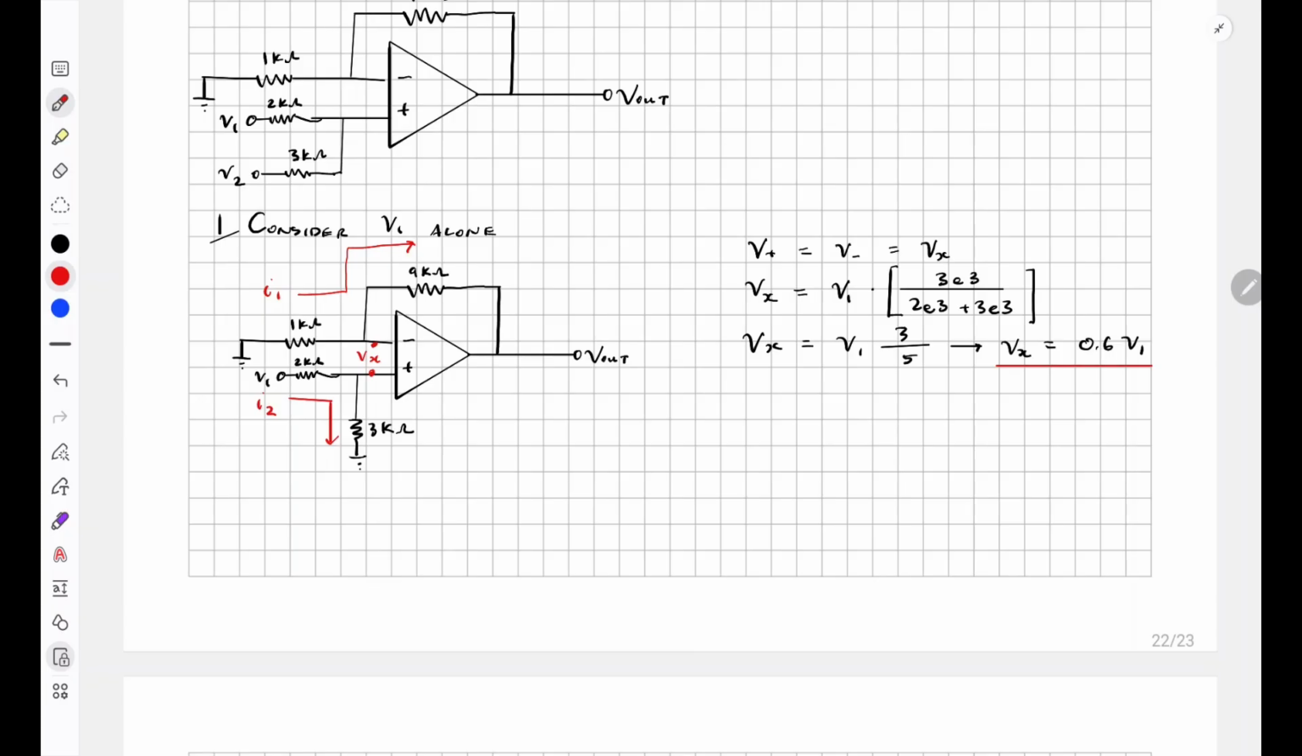Okay, now before I move on, I forgot to mention that because we consider V1 alone and apply V2 as ground, we're going to call this Vout1, just to be a little bit more clear.